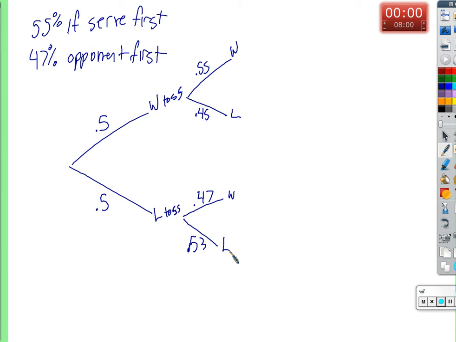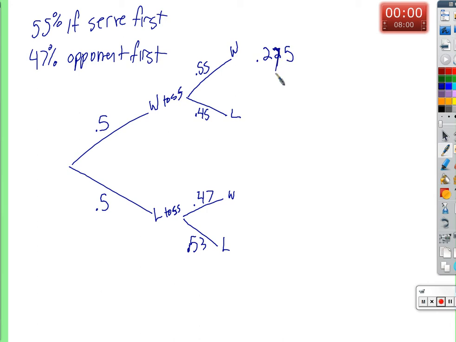So let's suppose she wins the coin toss. What's going to happen half the time? Half the time, she has a 55% chance, a 0.55 probability that she'll win. It only happened half the time, and of that half, it's 0.55 that she'll win. So all in all, this is 0.5 times 0.55 that she will win. What is 0.5 times 0.55? 0.275.